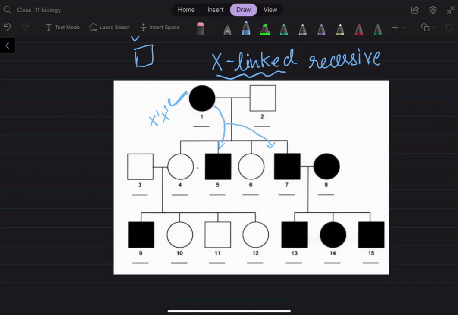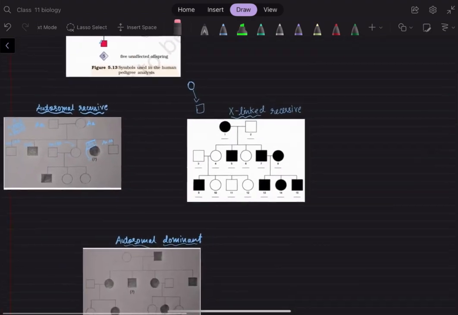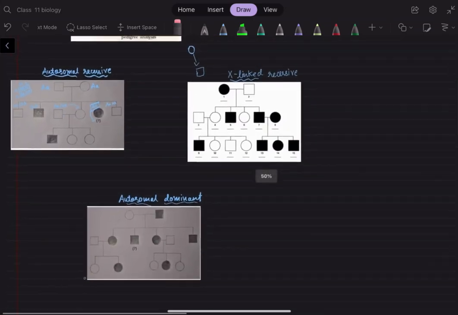Let us say if it were dominant, and this was homozygous dominant, let us just assume. In that case, this homozygous dominant would also go to the female progeny, and the female progeny should also be affected. But in this case, the female progeny is not being affected, so we can say that this is X-linked recessive. So these were the three important categories of pedigree chart.